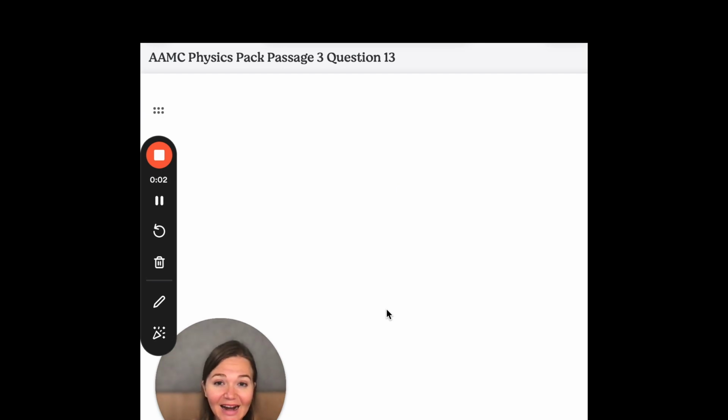Hi, I'm Cassie, and I'm going to walk you through question 13 of the AAMC's physics question pack. So what is this question about? This is all about the Doppler effect.